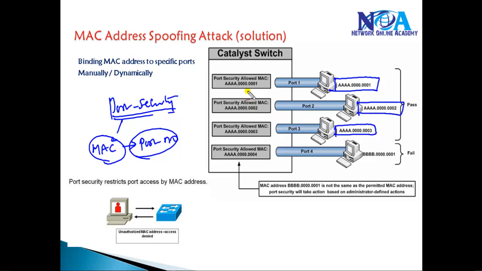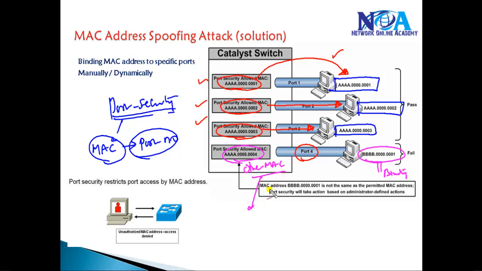If the traffic is received from the MAC address which is bound to the port number, it's going to accept the traffic. You can see the MAC address, whatever is bound here, it's going to accept the traffic. But if on a particular port number 4, in my scenario, the actual binding of the MAC address is BBBB, and it receives any other MAC address which is not a part of the binding, it's going to simply drop that traffic.